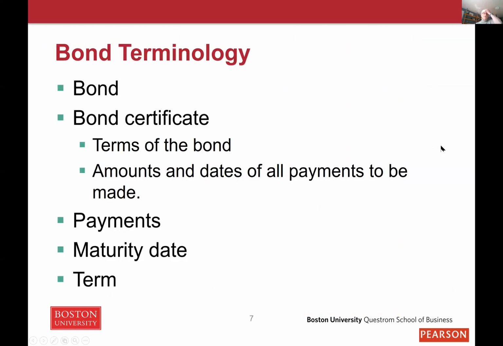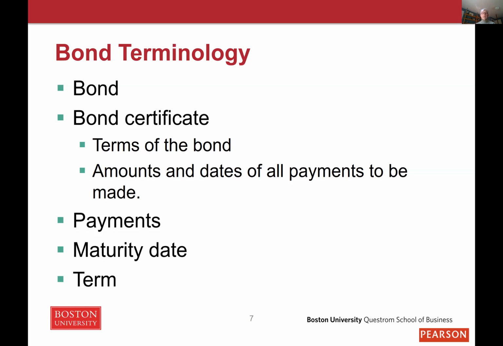All right, so bond terminology. We've been talking about what a bond is. It's debt. The certificate is the terms of the bond. It's a legal document that is set when the bond is issued, and it has covenants and other things in it. Included in this certificate are exactly what payments and exactly what dates the payments are going to be made.